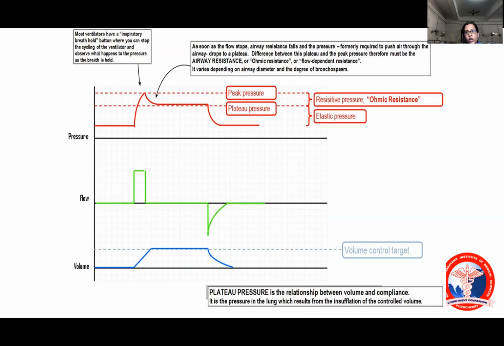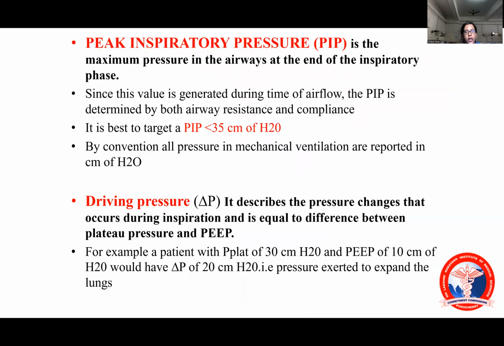And then there is something called peak airway pressure. The difference between peak pressure and plateau pressure is called ohmic resistance. So it is going to indicate the airway resistance. It can help in differentiating between bronchial asthma and COPD also.